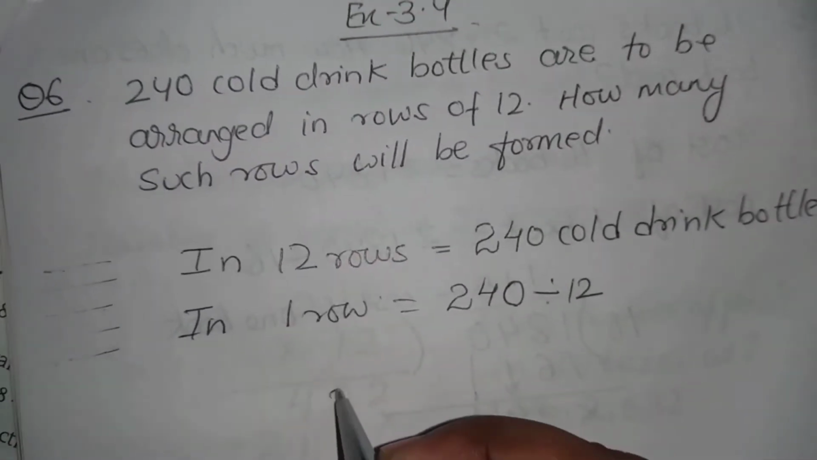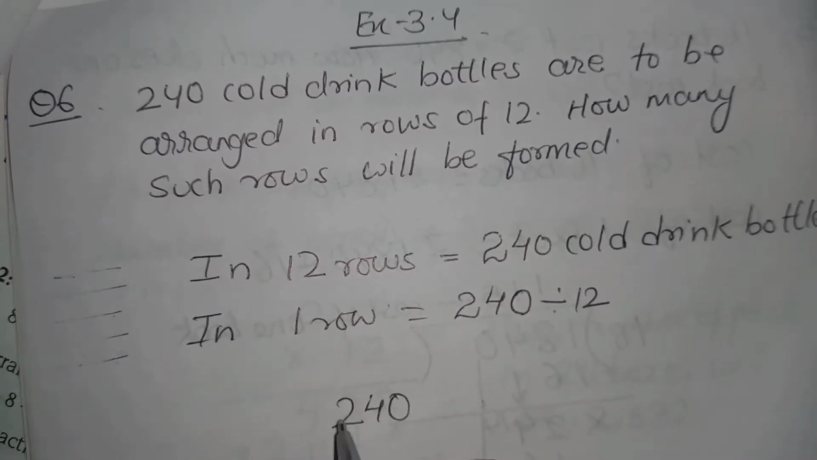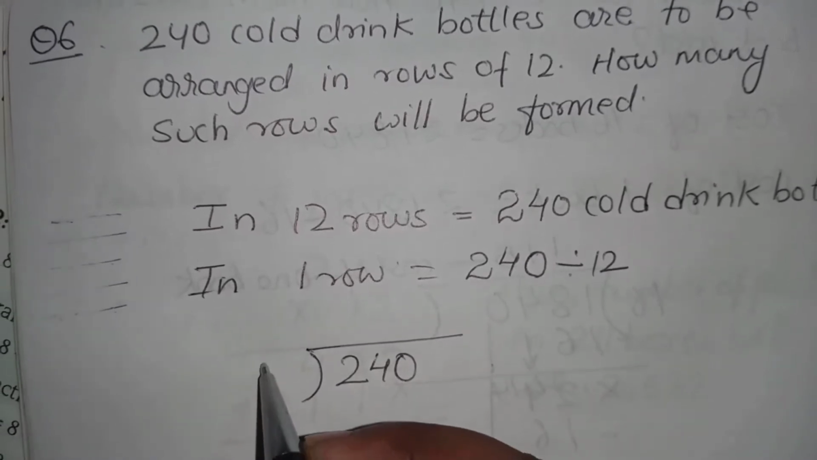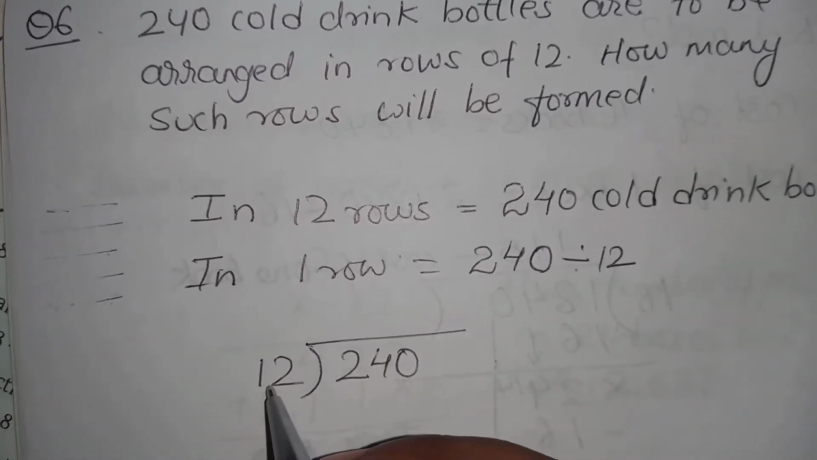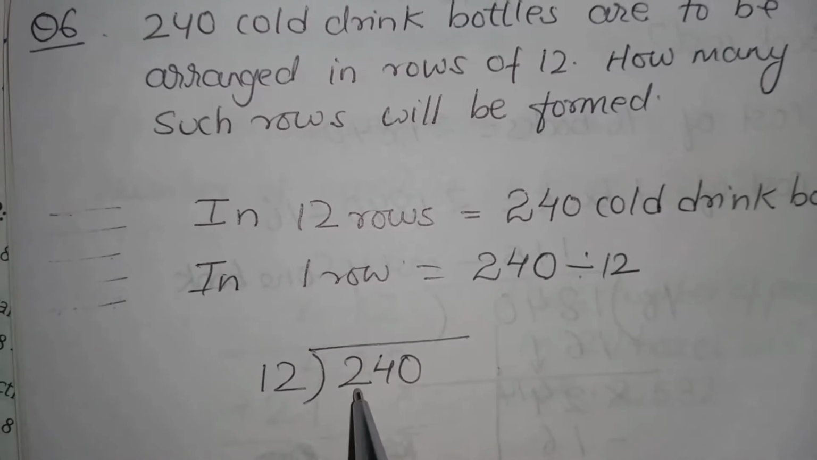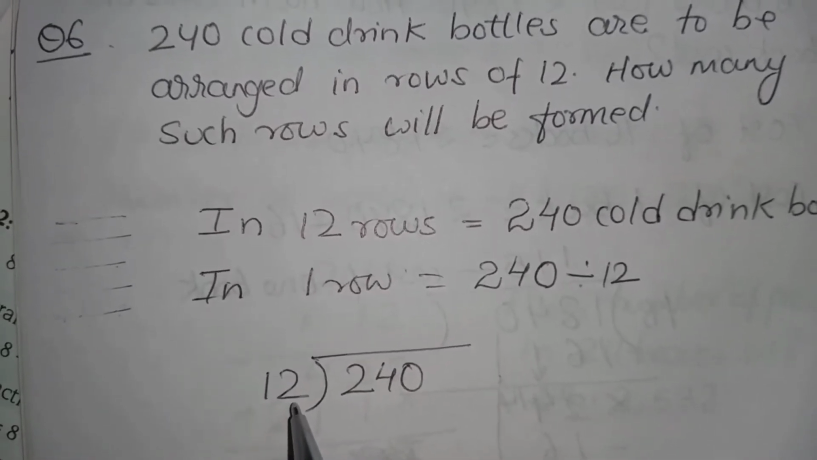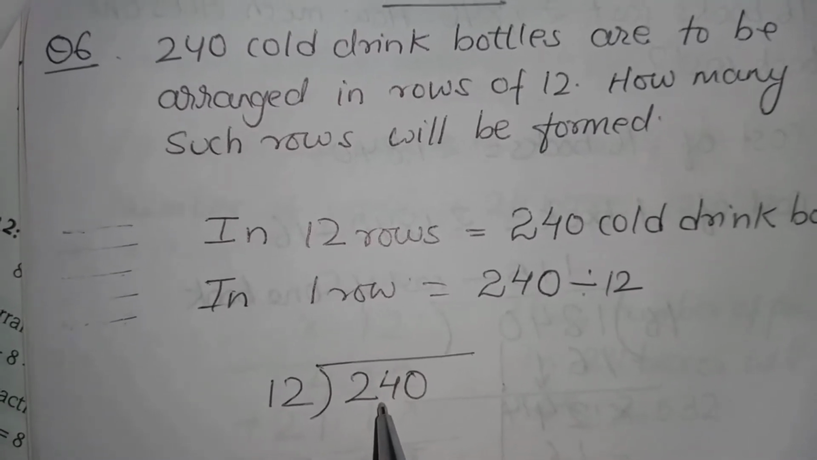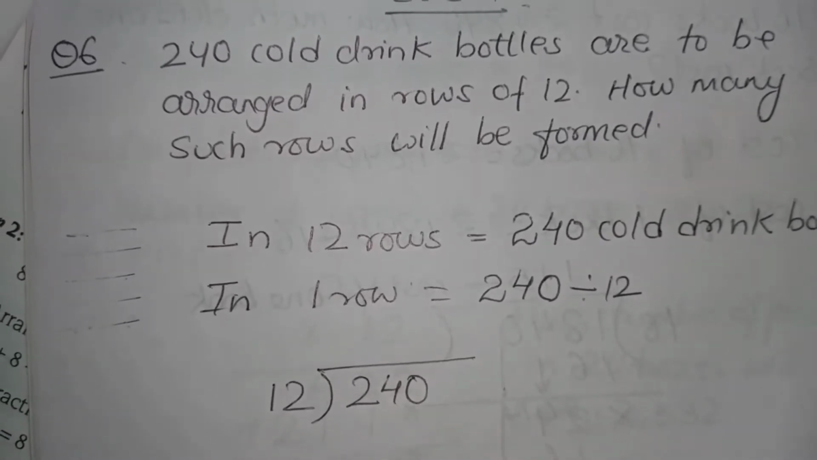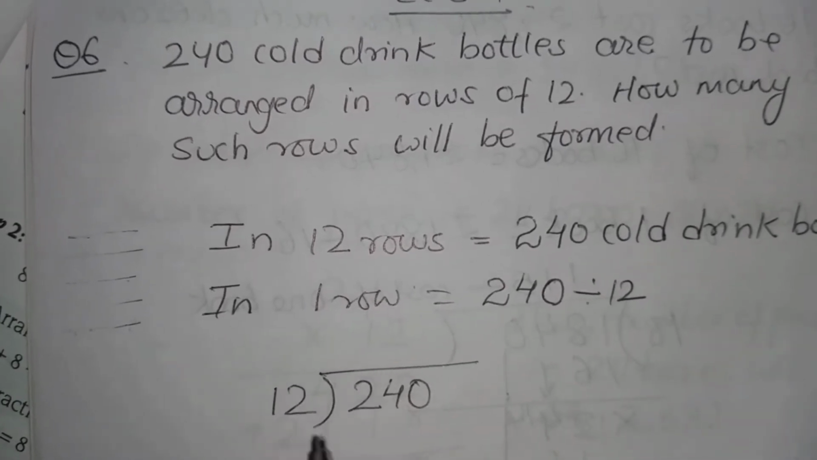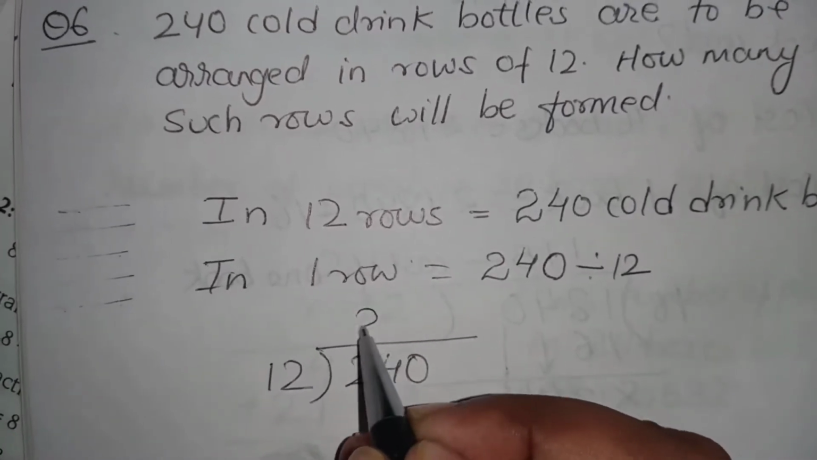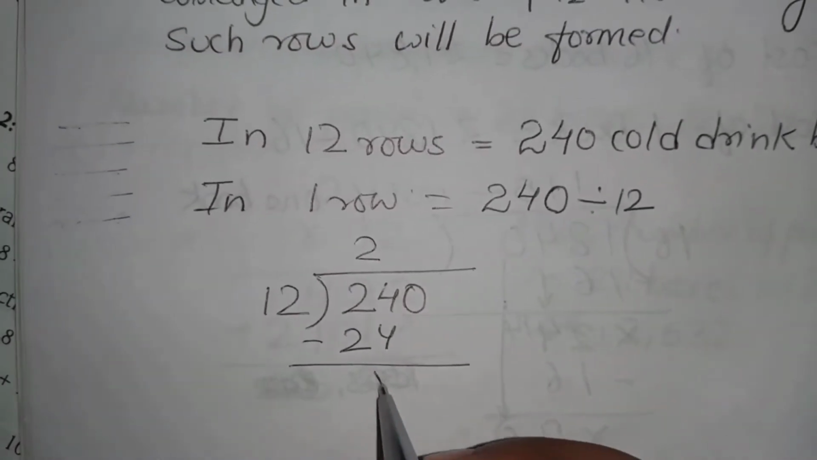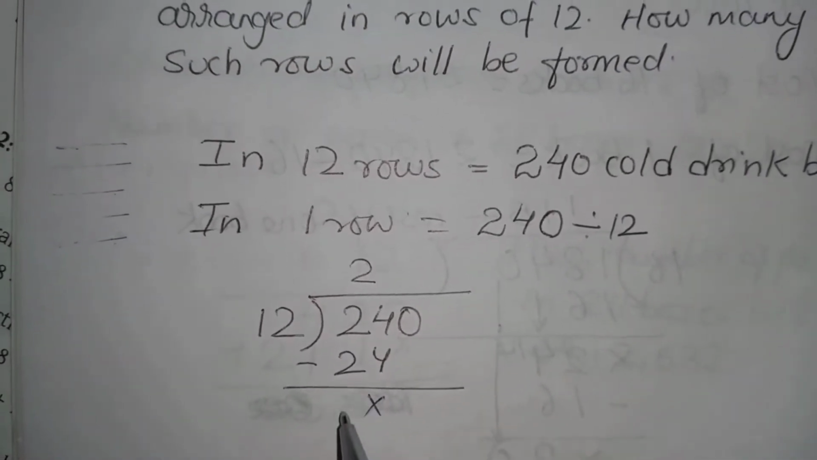Now you know the division method, so let's divide. This is the dividend, so it will be inside, and the divisor will be outside. This 2 will not come in the 12 table, it will not get divided, so we have to take these 2 digits, that is 24. In the 12 table, 24 is there, no? 12 ones are 12, 12 twos are 24. Now subtract it. 4 minus 4 is 0, 2 minus 2 is 0.